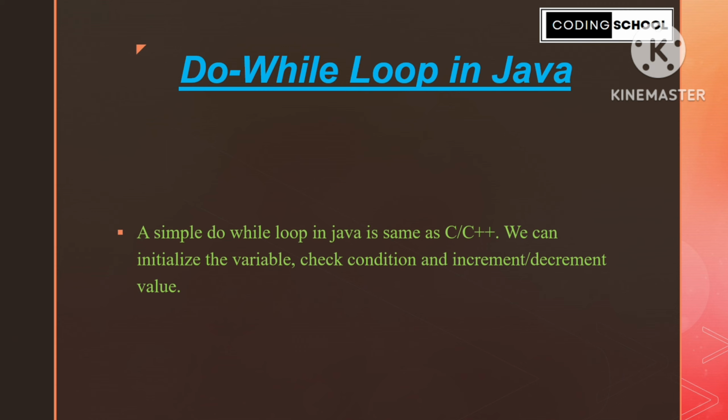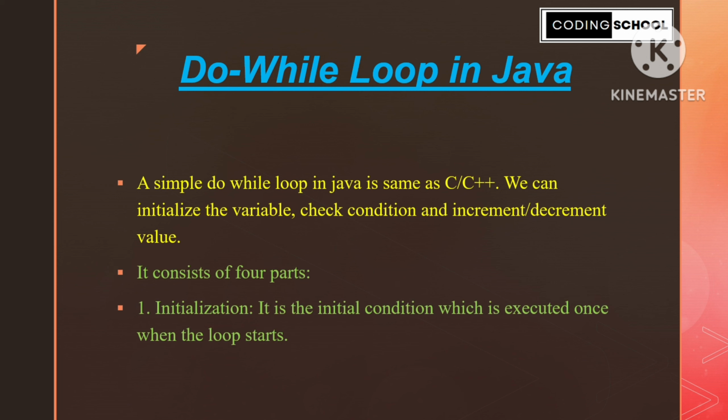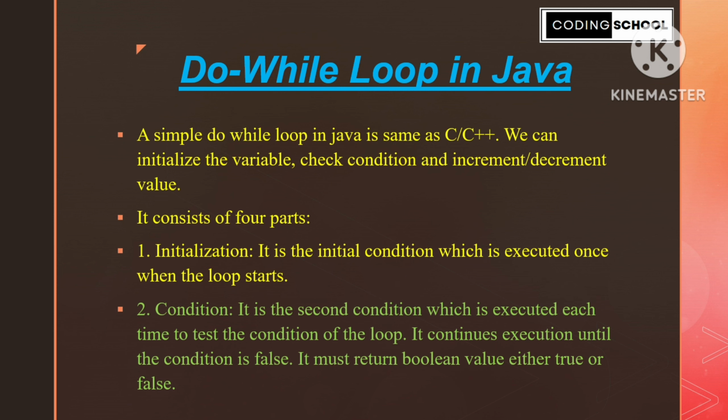A simple do-while loop in Java is the same as C++. We can initialize the variable, check condition, and increment or decrement the value. It consists of four parts. First is initialization. It is the initial condition which is executed once when the loop starts. Second is condition. It is the second factor which is executed each time to test the condition of the loop. It continues execution until the condition is false, and it must return a boolean value, either true or false.